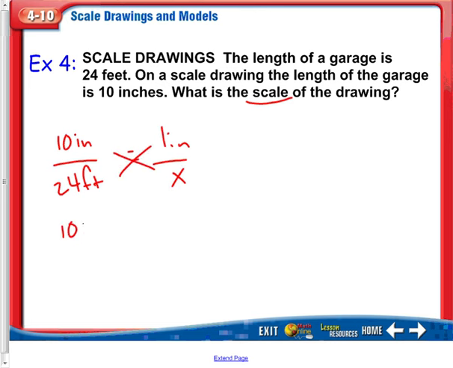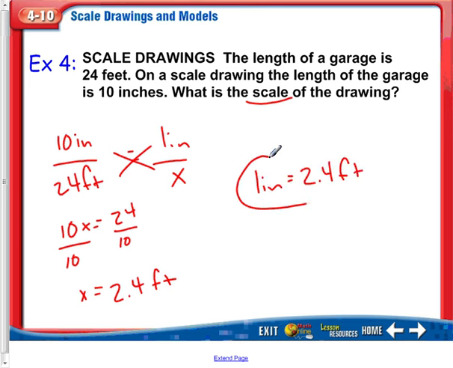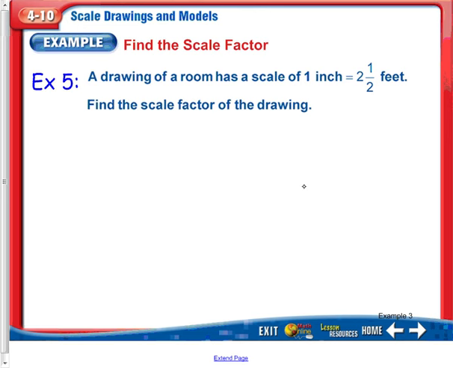So we get 10x equals 24. Divide both sides by 10. So I'm going to get x equals 2.4 feet. So 1 inch equals 2.4 feet. That's going to be our scale of the blueprint drawing of this garage. So when you're looking at the drawing of the garage, every inch is like 2.4 feet. So that's kind of how that works out.